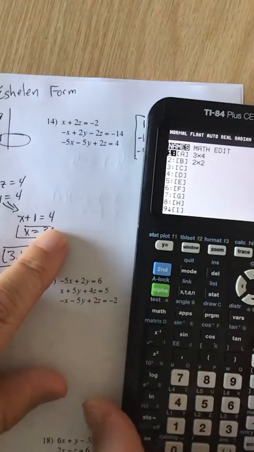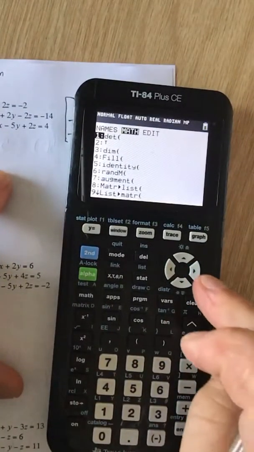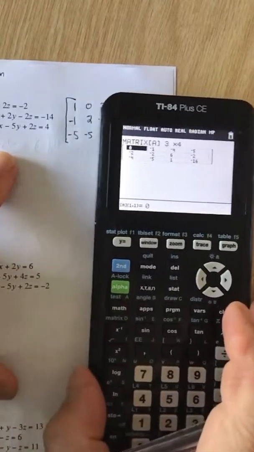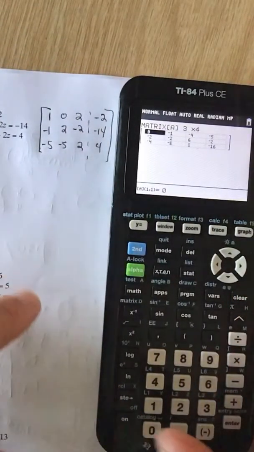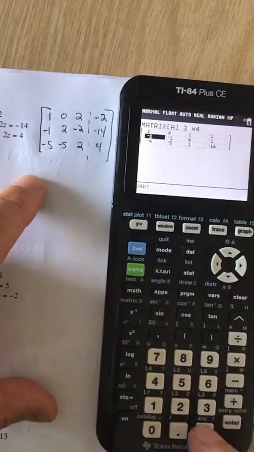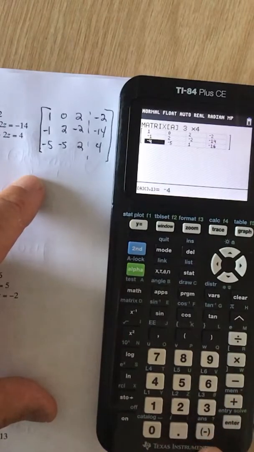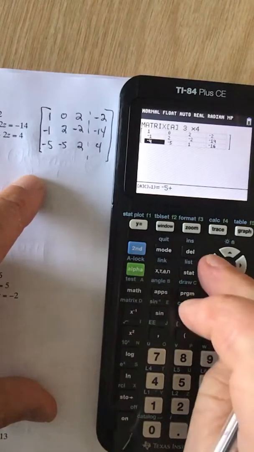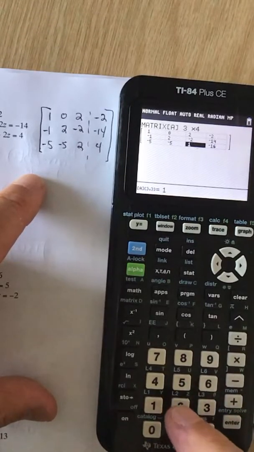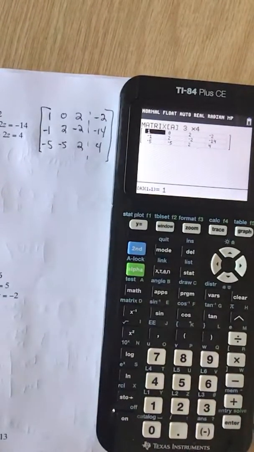So I'm going to do second matrix. Let's go edit that one. It's a 3 by 4. You just put it in, so I need a 1, 0, 2, -2, -1, 2, -2, -14, -5, -5, 2, and 4.